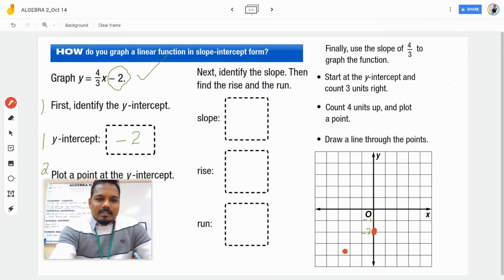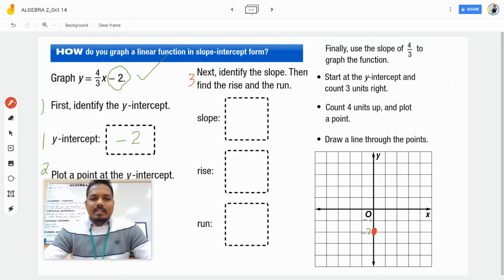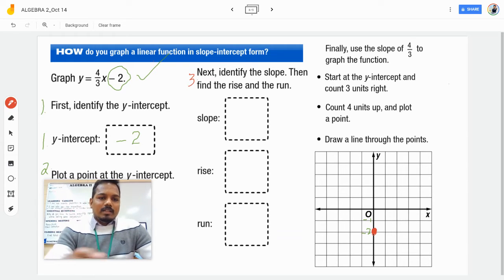Step 3, identify the slope, then find the rise and run. We can identify the slope from the given equation. What is the slope in this equation? We know that the coefficient of x in the function is the slope. Therefore, slope equals 4/3.